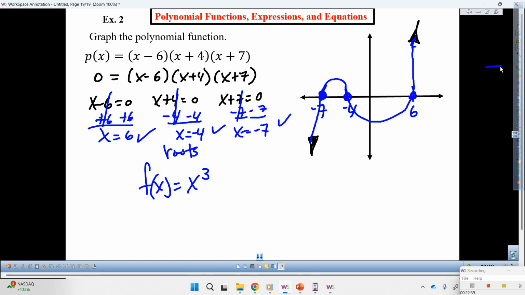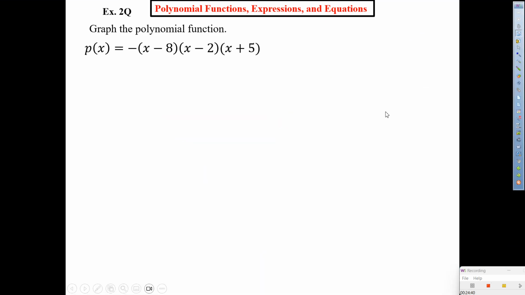Process is the same, yes? From 1 to 5, how comfortable are you with that so far? All right, 5, 4, 5, 4. Let's do another one. Copy this one. Example 2Q. We have the polynomial function P of x equals negative x minus 8 times x minus 2 times x plus 5. See if you can do that one by yourself. Go.